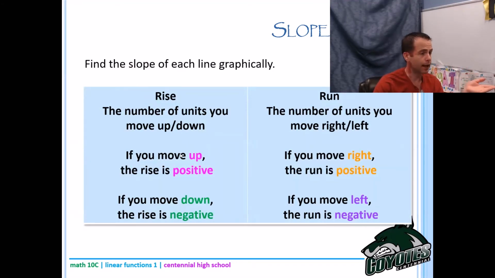And a reminder that if you went, let's say, down and to the left, okay? That's a negative and a negative. Think about that as a fraction. A negative divided by a negative is a positive. So that's actually going to give you a positive slope. Okay. So if you have 1 negative movement, that'll give you a negative slope. If you have 2 positive movements or 2 negative movements, that will give you a positive slope.